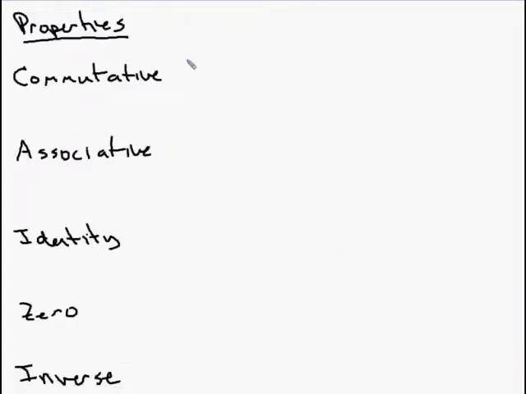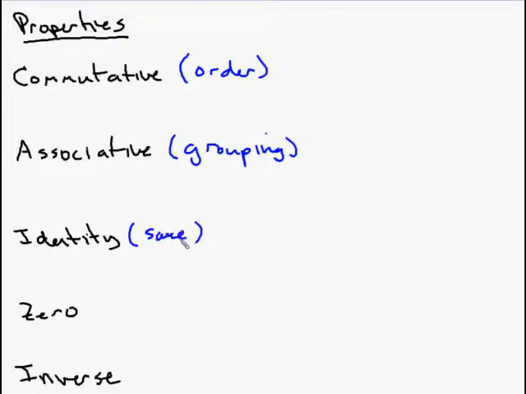All right, properties of numbers. You should be familiar with these. In a word, the commutative property has to do with the order of our numbers. The associative property has to do with the grouping of our numbers. And the identity property, it really can't be worded out, but I'm just going to use the word same, and you'll see why momentarily. 0, we get 0, okay? And the inverse property, we undo something. So let's take a look at what each of these look like.